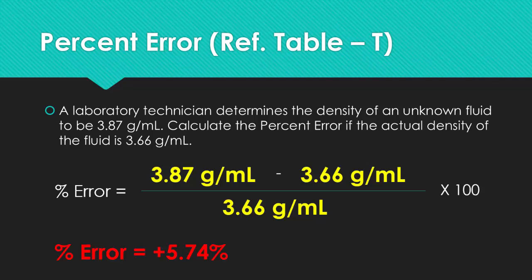This means that the measured value was more than the accepted value. And just going back and looking at the densities that were determined, the density the lab technician determined was more than what it should have been, hence the positive number.